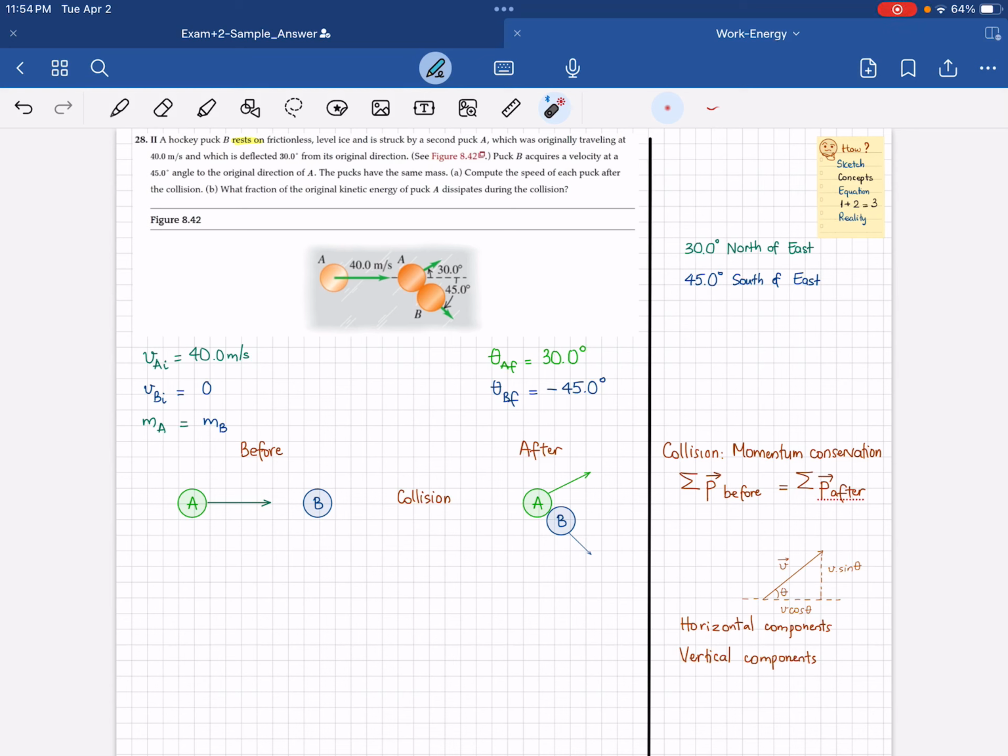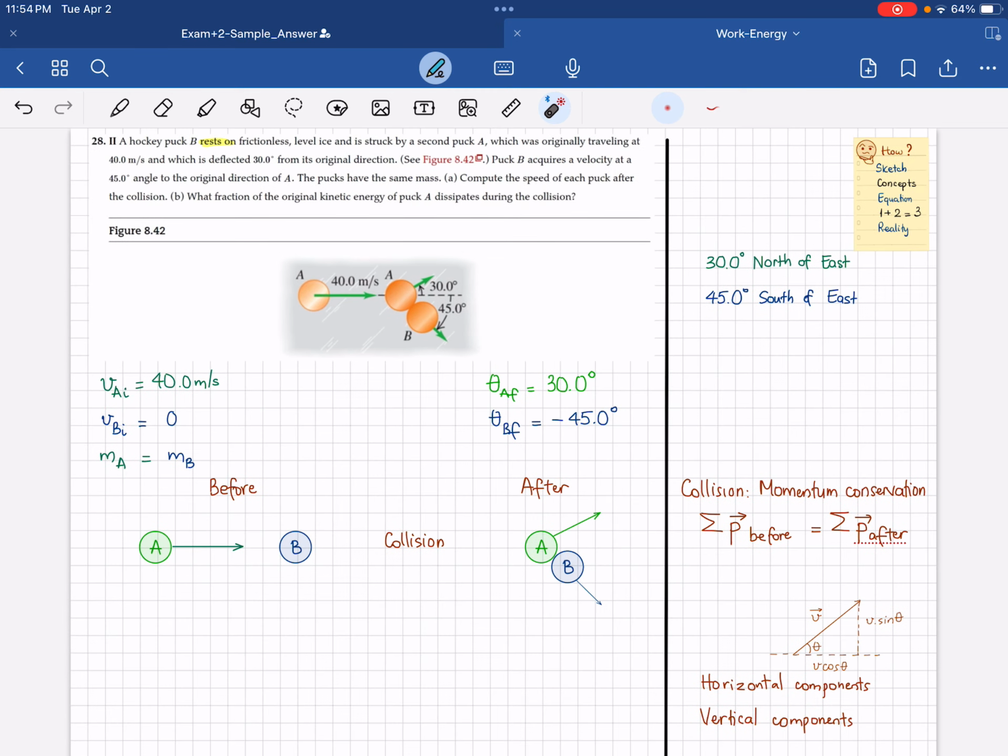Let's solve another problem related to the momentum chapter. A hockey puck B rests on frictionless level ice and is struck by a second puck A, which was originally traveling at 40 meters per second and which is deflected 30 degrees from its original direction. Okay, so then they provide us a figure.